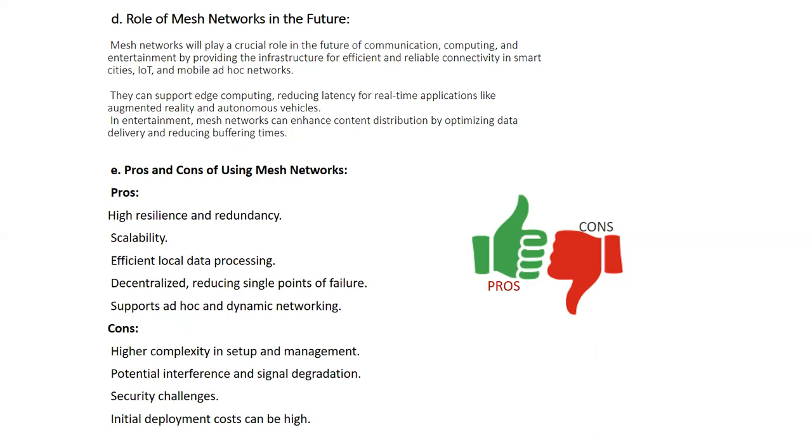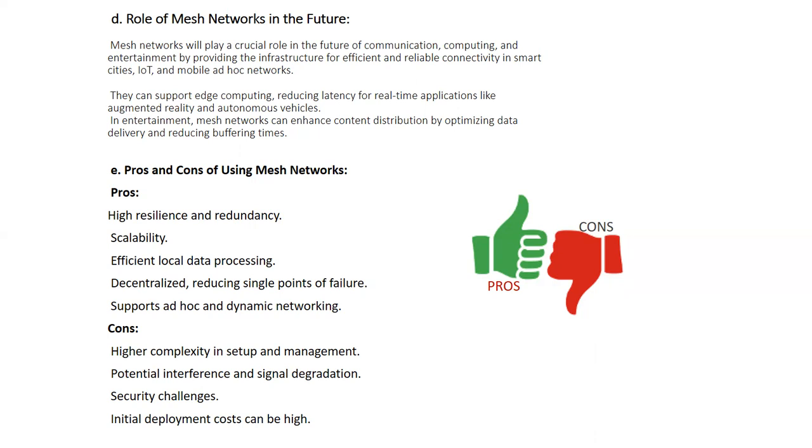Whereas in entertainment, mesh networks can enhance content distribution by optimizing data delivery and reducing buffering time. Here the buffering ratio is the time taken to load a given page. Otherwise buffering will be so slow. Take an example of a mesh network on 5G connectivity. It has less buffering.